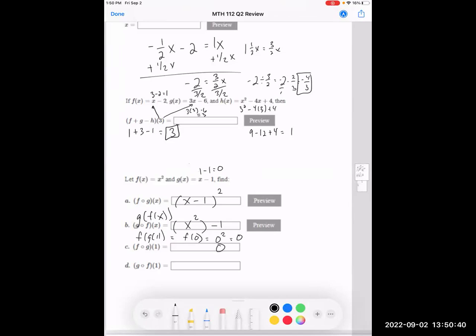The other way, g of f of 1 says, okay, go to your f function, plug in 1. So in my f function, I plug in 1. 1 squared is 1. So f of 1 becomes 1. And then it says put 1 into the g function. Put 1 there. We get 1 minus 1, which is 0. So the answers are x minus 1 squared, x squared minus 1, 0, and 0.